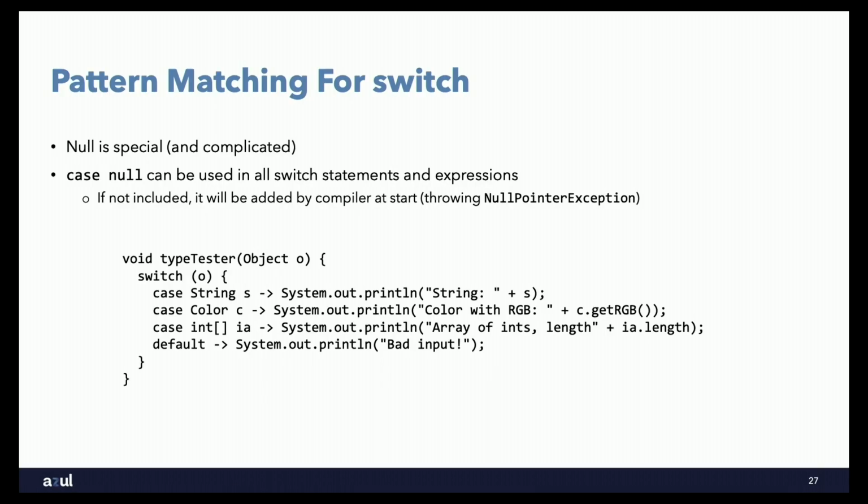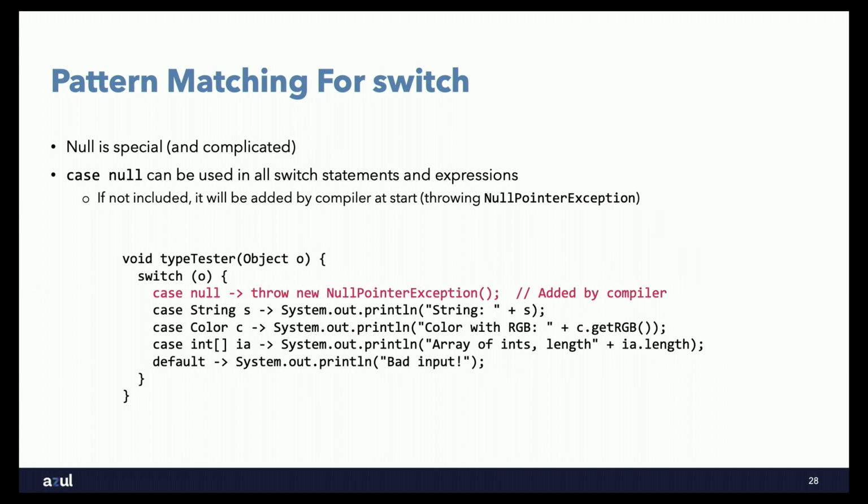Again, if we look at the example we had before, we haven't included, in this example, a specific null case label. So the compiler will put that in for us. If we've got a null, it will throw a new null pointer exception, and we will get the same behavior that we would have before. So it allows us to do that without explicitly stating it, but it will add it in for us.